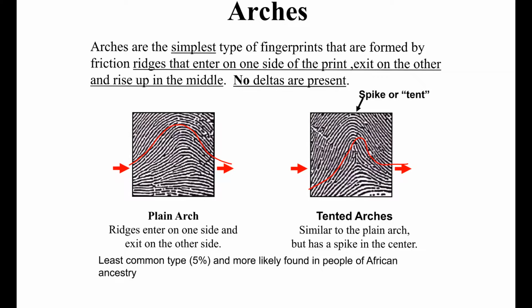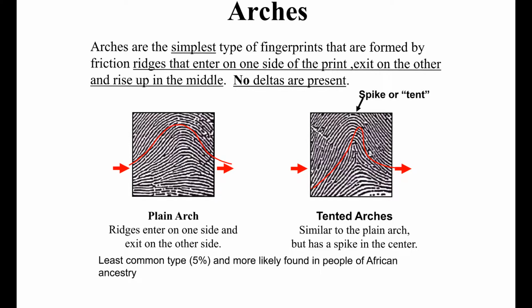Whereas on a tented arch, it comes to a point, or it's more pointy in the middle of the arch pattern. So we come in, we go up, we come out. Okay, so that's what you're looking for. Is it more rounded in the middle, or is it more pointed? And that tells you if it's a plain arch or not.